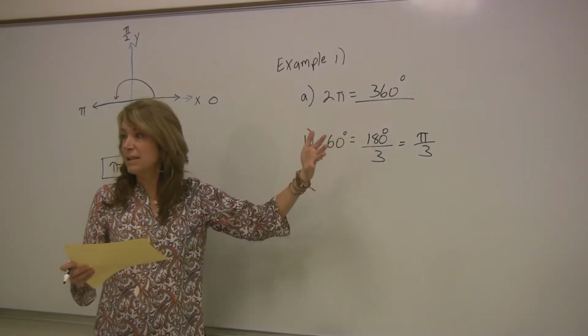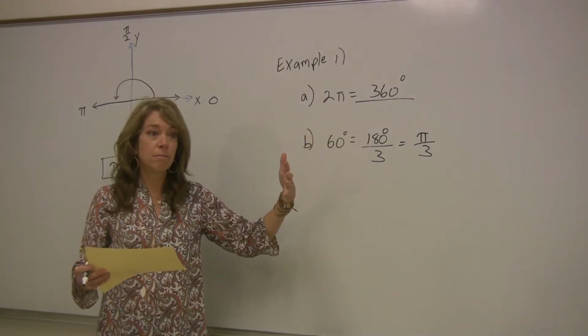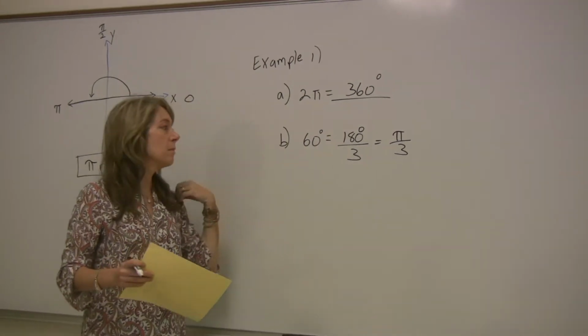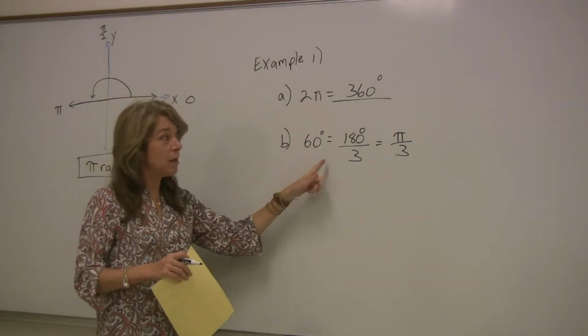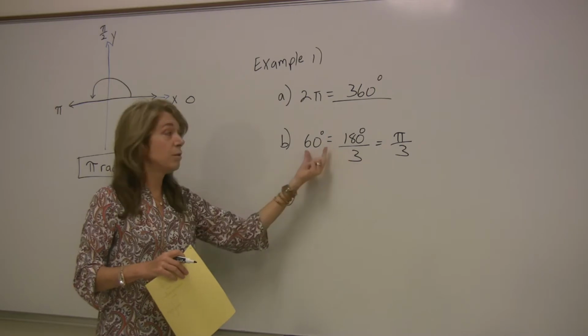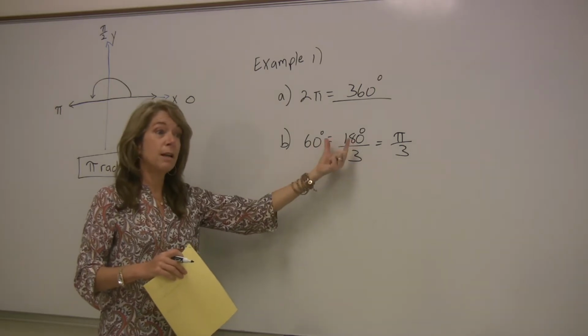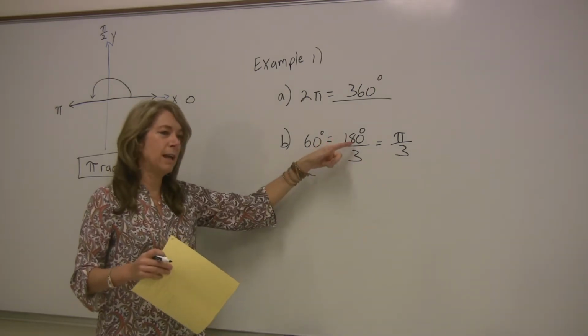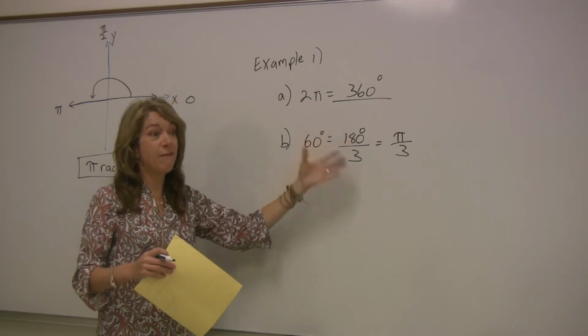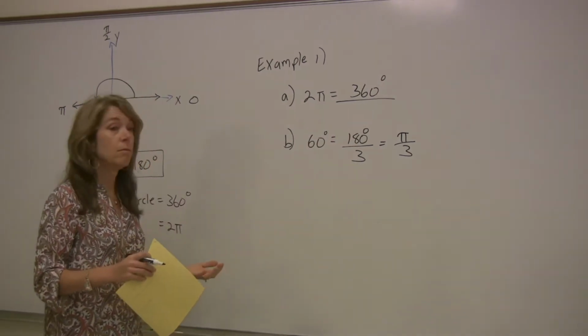Because I know I can replace any 180 with a pi. And the reason why you divided by 3 is because 60 is equal to 180 over 3. I was just comparing this number to 180. So I was thinking, what do you do to 180 to get 60? I have to divide it by 3. Thank you for asking that.